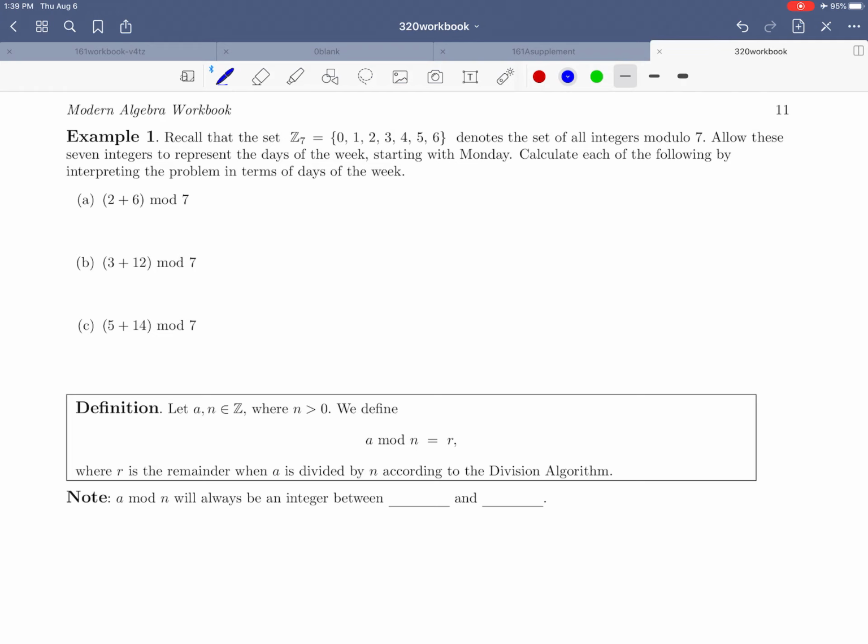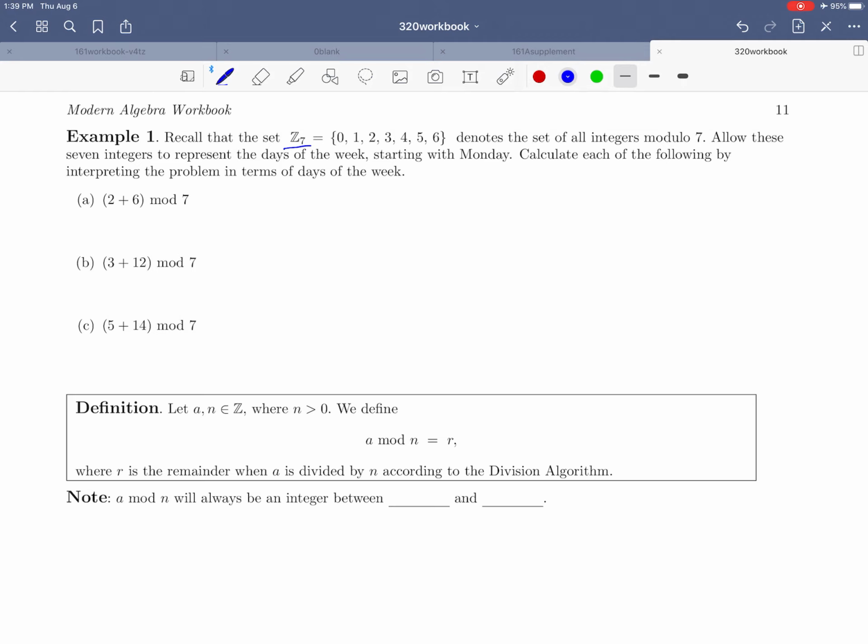So let's look at the set Z7, integers mod 7. They are the numbers 0, 1, 2, 3, 4, 5, and 6. You can think about those as all available remainders when you divide a number by 7. Your available remainders are 0, 1, 2, 3, 4, 5, and 6.